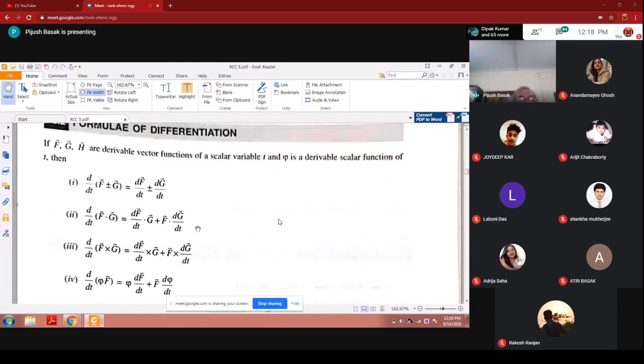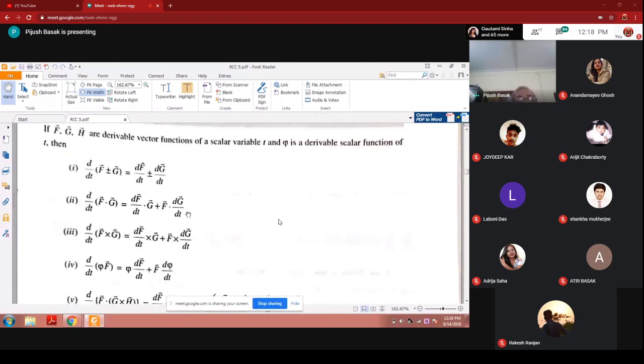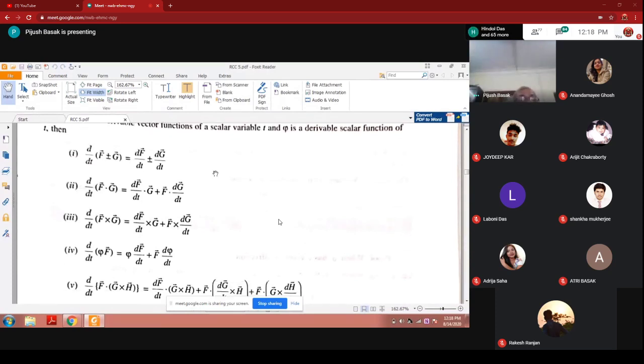This actually I need not prove each and everything. I cannot do so because one class will be taken for differentiation alone. Everything has come here. So d/dt of f plus or minus g is simply plus or minus.